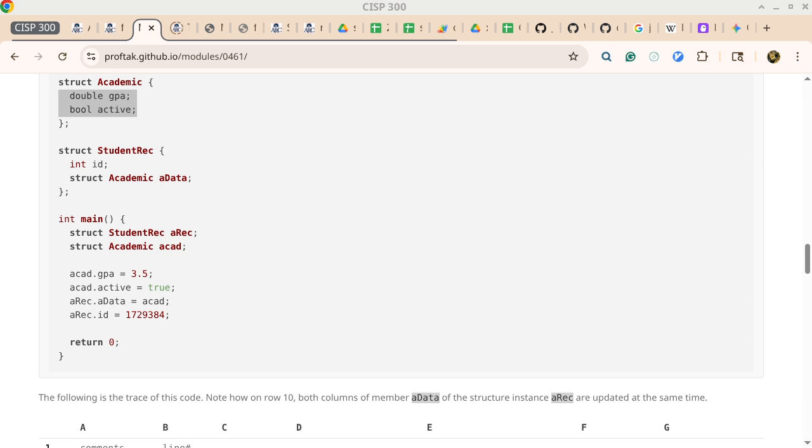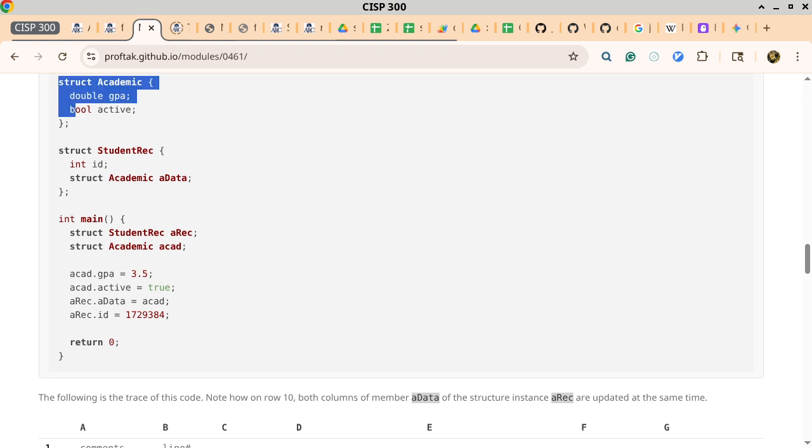Okay, we're recording again. All right, so academic as a structure has two members. One is called GPA, which is a double. The other one is active, which is a Boolean, which means active can either be true or false. So do we have any questions about the first four lines, which is the definition of a structure called academic?